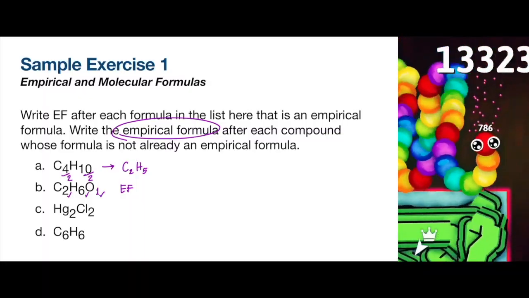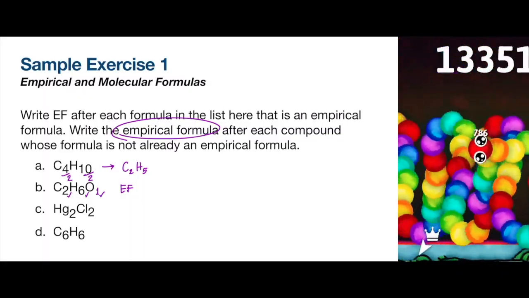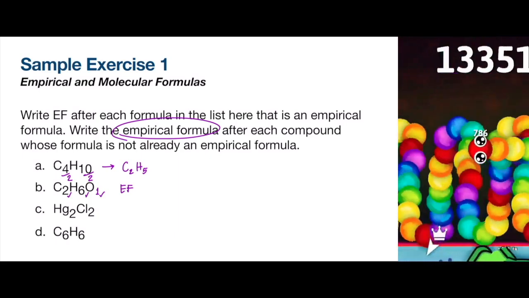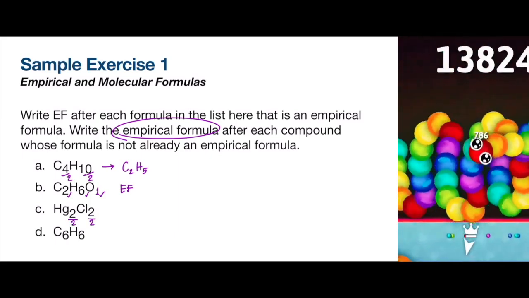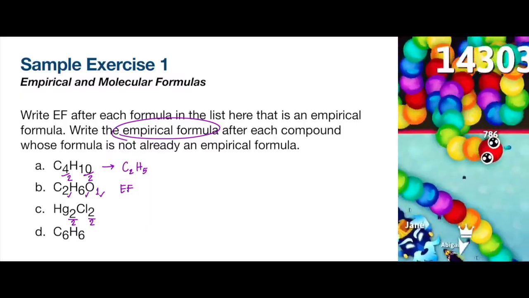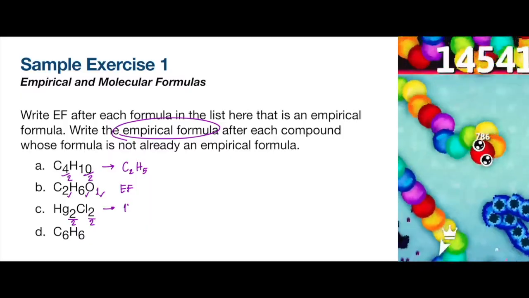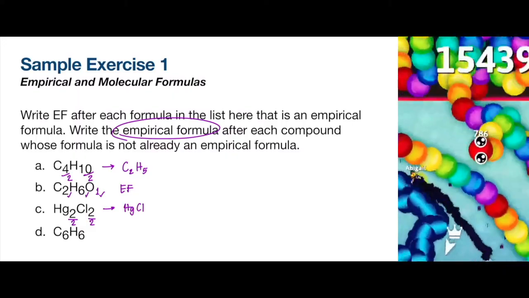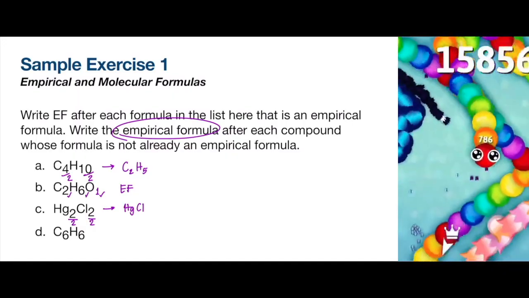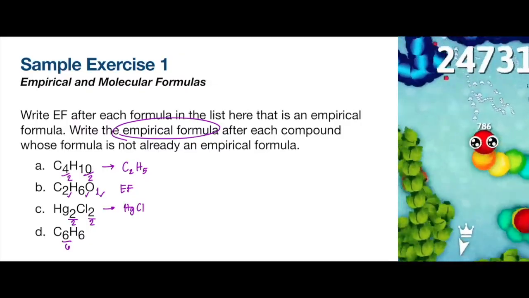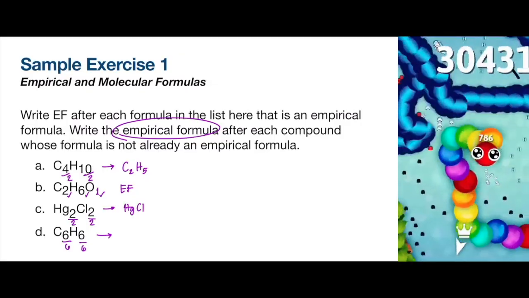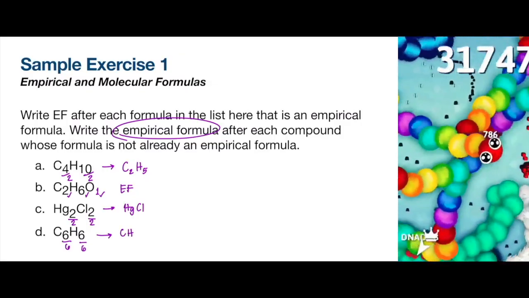Next, for Hg2Cl2, as we can see, both mercury and chlorine atoms have subscripts of 2, and they both have a common divisor of 2. And when we divide both subscripts by 2, you will have HgCl as the empirical formula. And lastly, C6H6, they both have a common divisor of 6. Therefore, its empirical formula is CH.